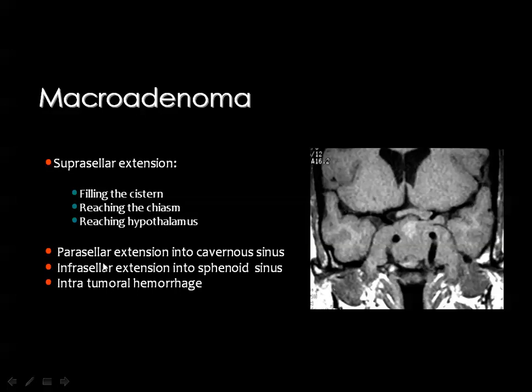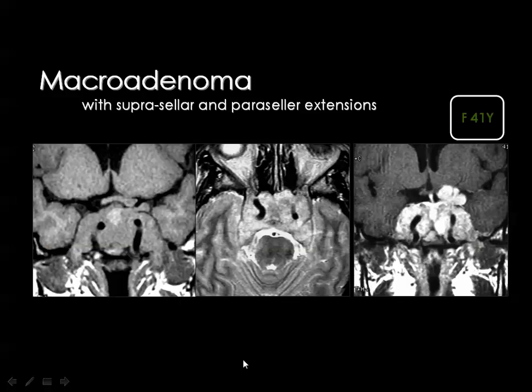Then you go to evaluate the extension into the parasellar area, infiltrating the region of the cavernous sinus, which is a very important issue to be mentioned in the report. Then the pituitary adenoma may also invade the sellar floor and extend into the sphenoid sinus. And finally, you assess the presence of intratumoral hemorrhage.